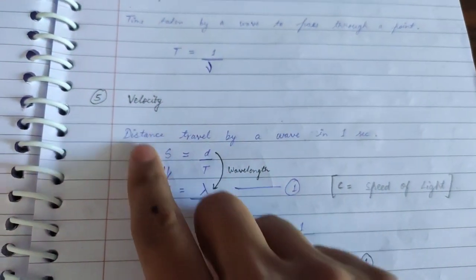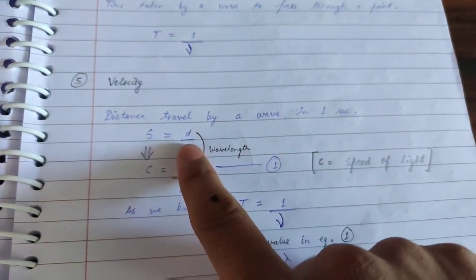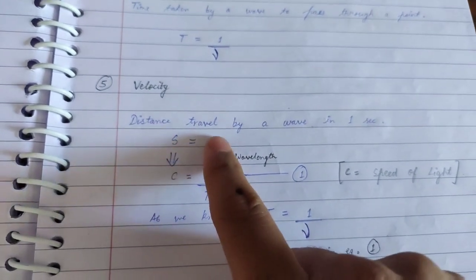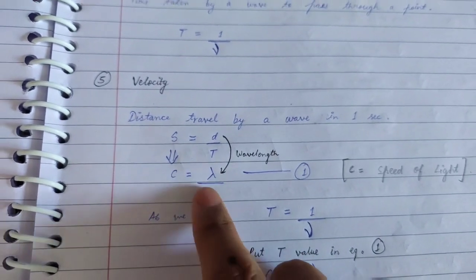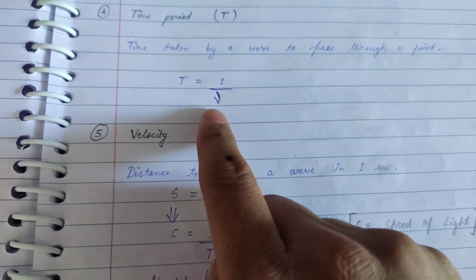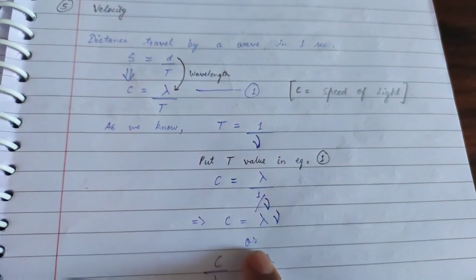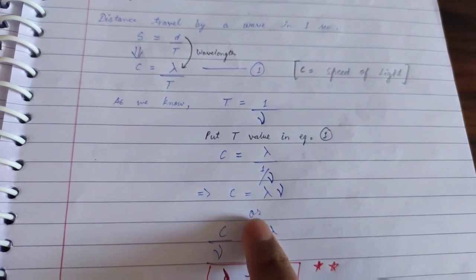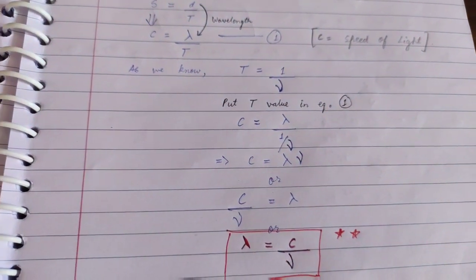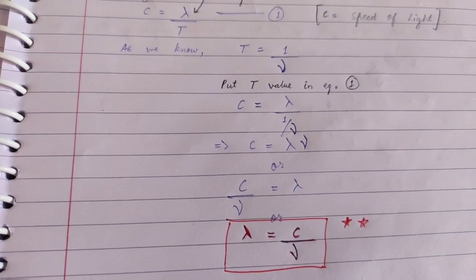Next comes velocity. Velocity is the distance travelled by a wave in 1 second. We all know that speed is equal to distance by time. So speed here we can write as c. The speed of light is equal to distance, which can be written as wavelength, by time taken, and we know that time taken is equal to 1 by frequency. So putting the value of T, we get c = λν, or it can be written as c/ν = λ. This is an important equation, because questions are generally asked related to these equations.